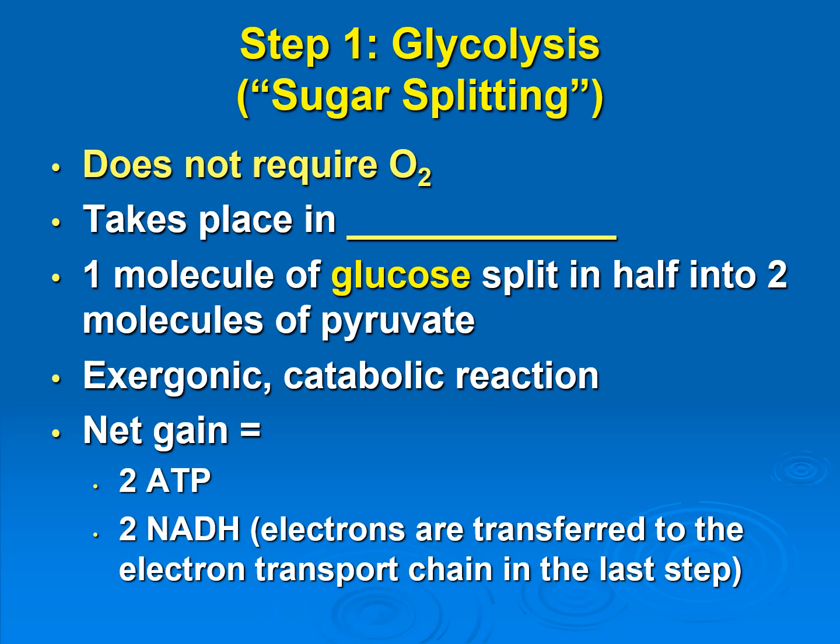So let's start with step 1 of cellular respiration. This is glycolysis. The word glycolysis: glyco means sugar and lysis means to split. So glycolysis literally means we're going to split the glucose in half. Remember, this step does not require any oxygen at all, and it takes place in the cytoplasm of the cell.